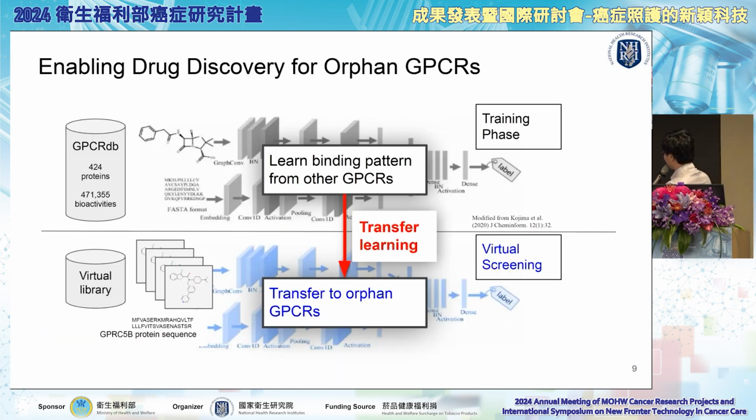So this is the idea that we have proposed, and that is to collect all the available information from the GPCR DB. It contains 424 proteins with a large number of bioactivities. So if we can have a model, an algorithm, to learn from this large data set, then we may be able to apply the knowledge learned from those GPCRs to the orphan GPCR.